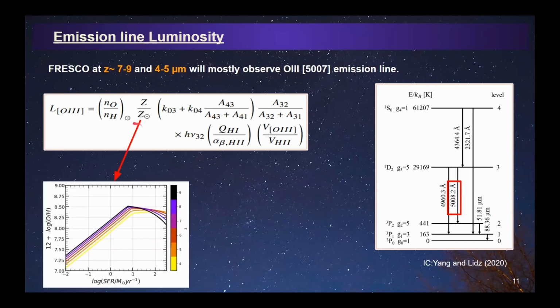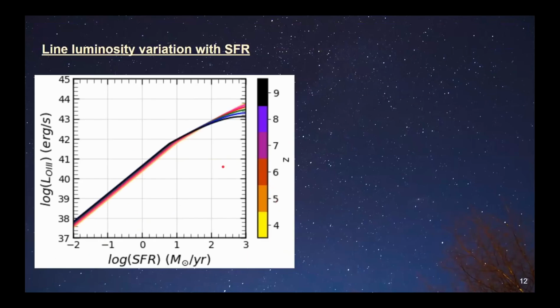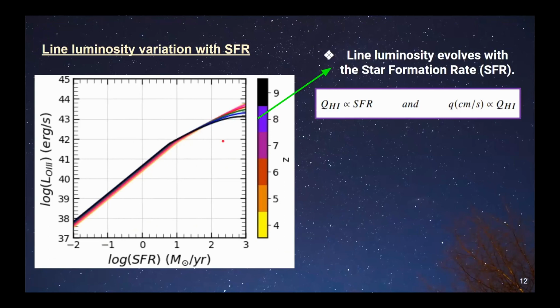Basically, this emission line is dependent on two main things. The first one is the gas phase metallicity, and the other one is the ionizing photon luminosity, whose variation with the stellar mass I'm showing here. So this is the plot of my line luminosity, which varies with the star formation rate. We can see clearly that it is varying linearly with the star formation rate. And as this ionizing photon luminosity is dependent on star formation rate, and I was discussing that I calculated the ionization parameter from the superbubble's ionizing photon luminosity, somehow the ionization parameter also correlates with the star formation rate.